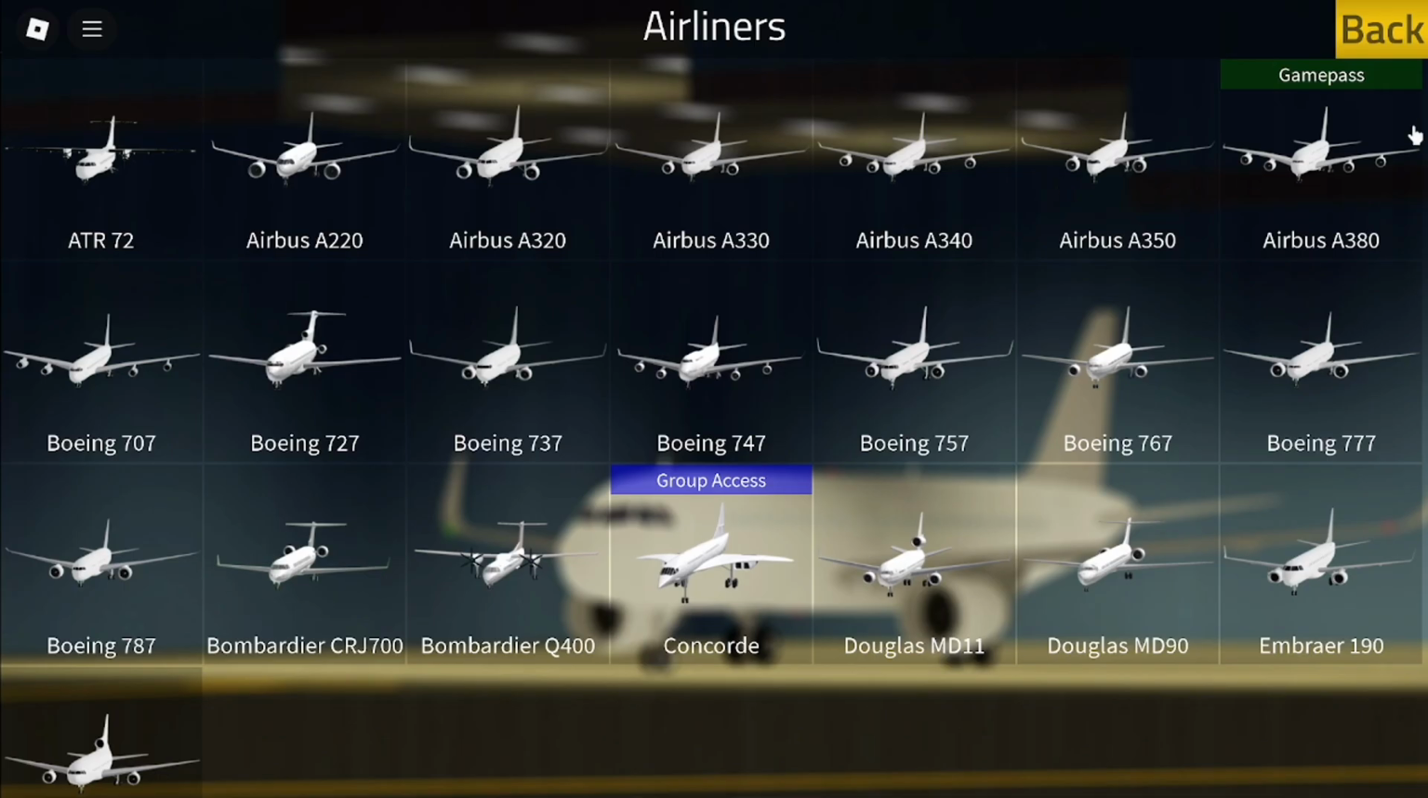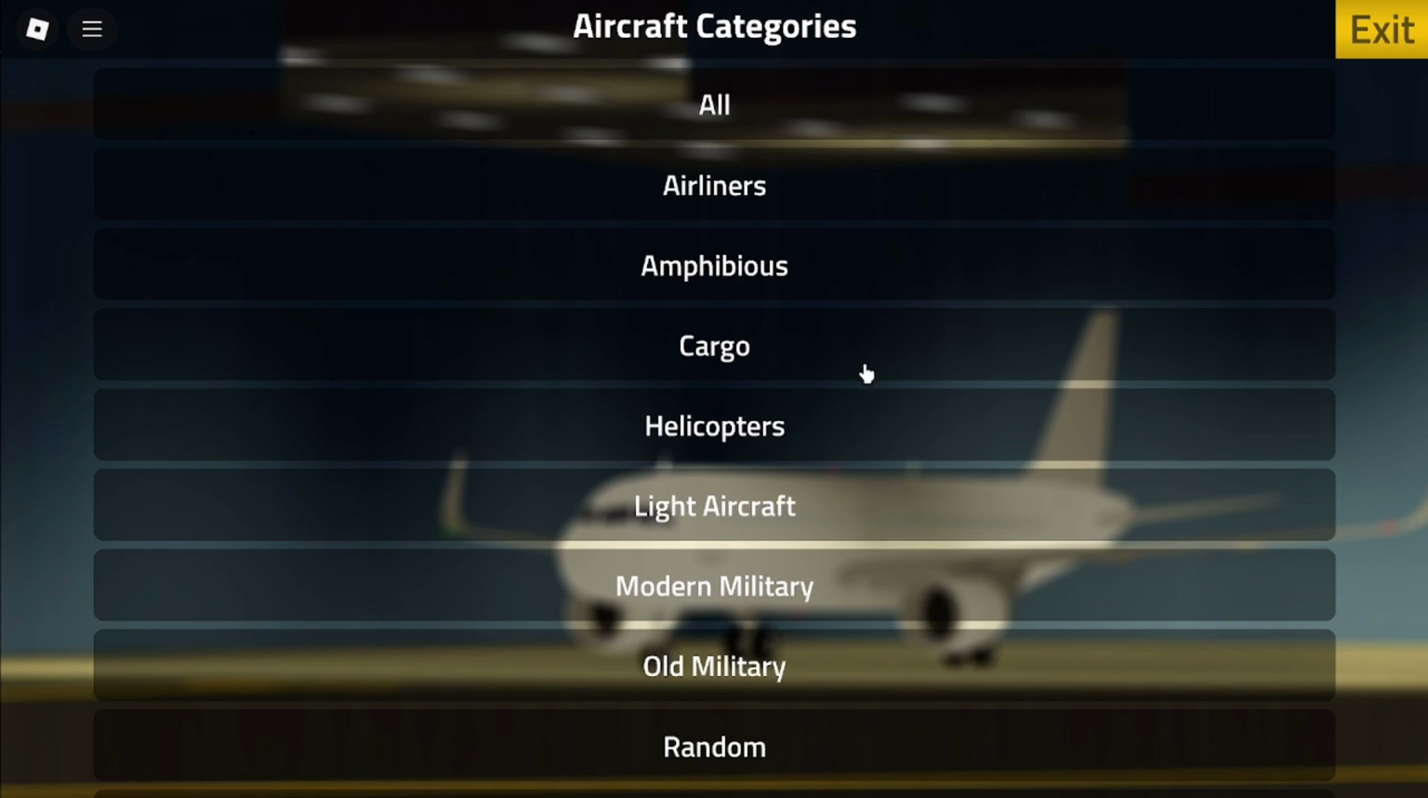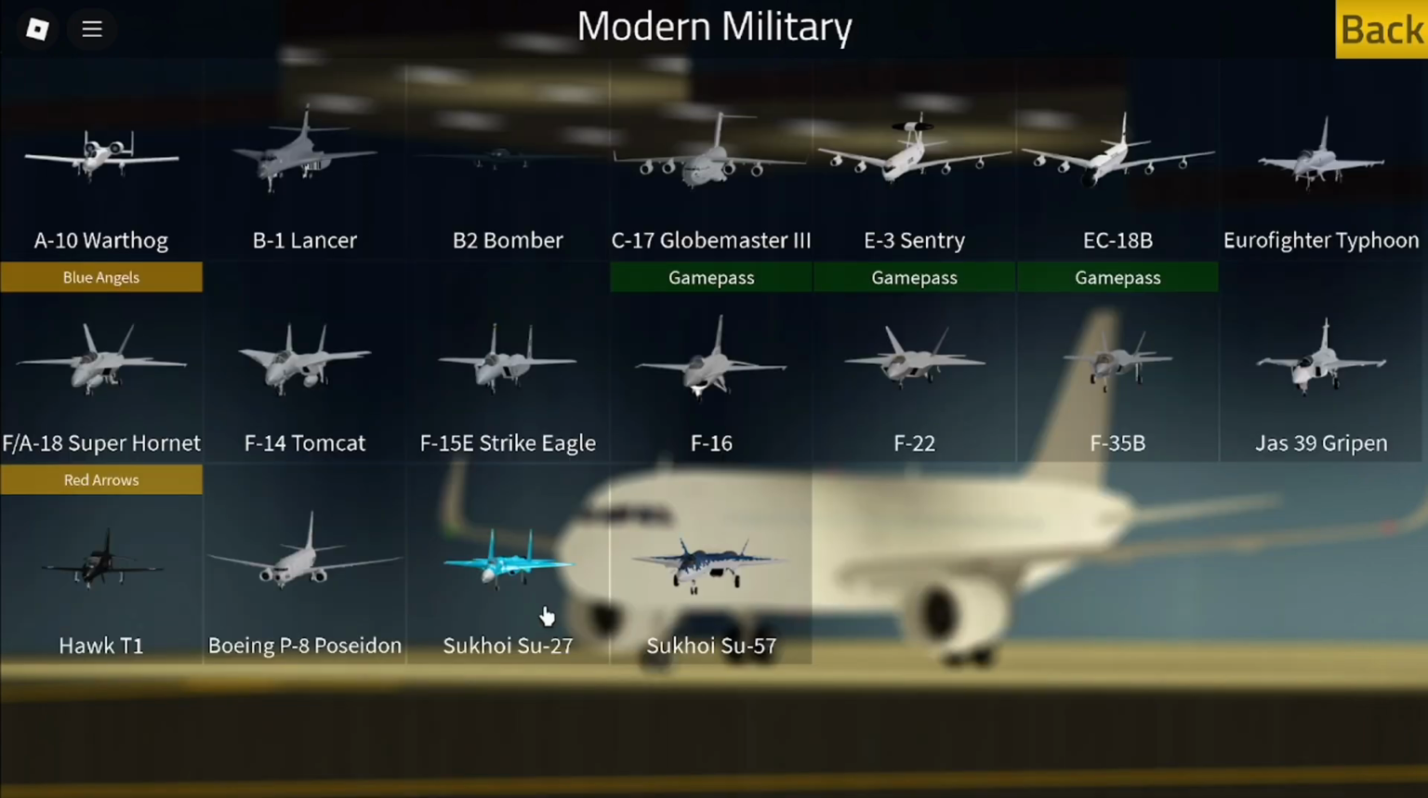Let's do one more. I really want to do one more. Should we do one more? Let's do a fighter jet, guys. We all want to fly. We want a fighter jet, right? Let's do it. Let's go.